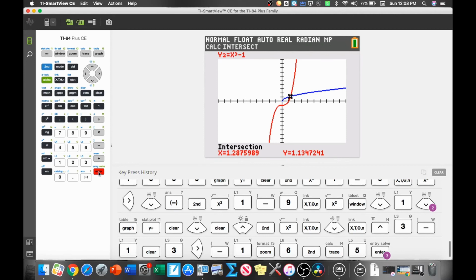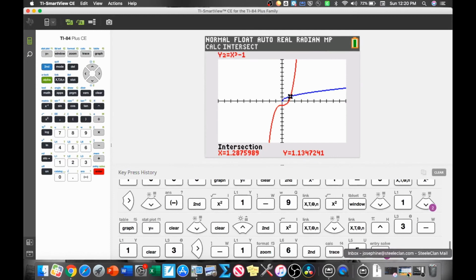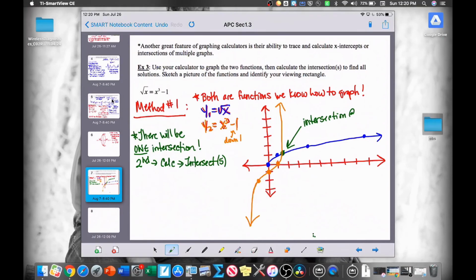The intersection is at x equals 1.288, if I round, comma, and y is 1.135. Now I'm going to go back to my notes, and I'm going to write that down. So my intersection was at 1.288, comma, 1.135.